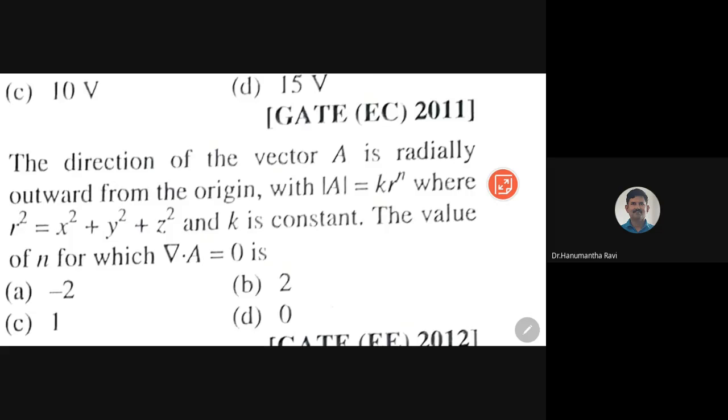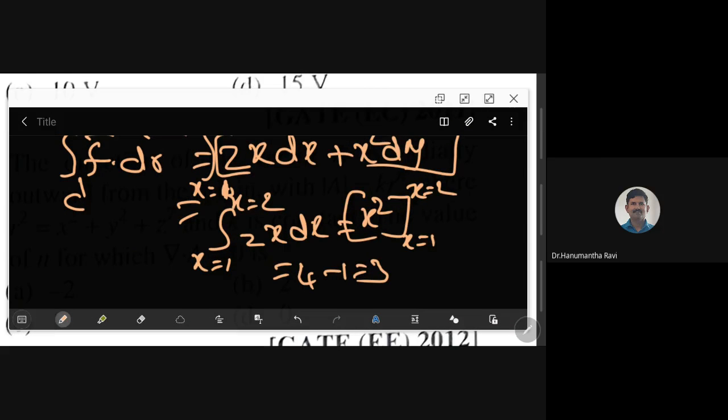Fine, that we'll see. So here, because a bar is radially outward from the origin and modulus of a bar is k r power n, what we need to do? Okay, good, right. We'll do this problem. This is a good problem.